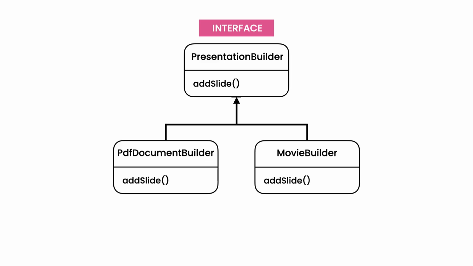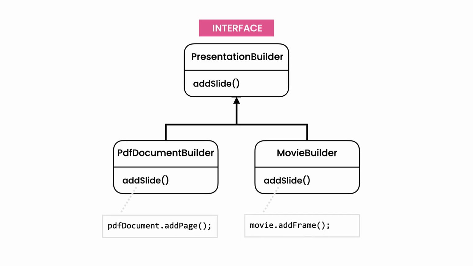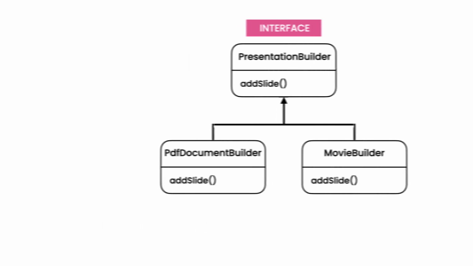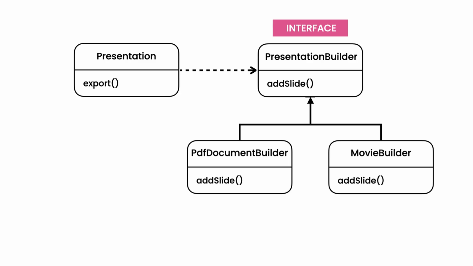In both these classes, we're going to override the add slide method that is defined in the presentation builder interface. But our implementations are different. For example, in PDF document builder, we're going to call PDF document.addPage, whereas in movie builder, we're going to call movie.addFrame. Okay?